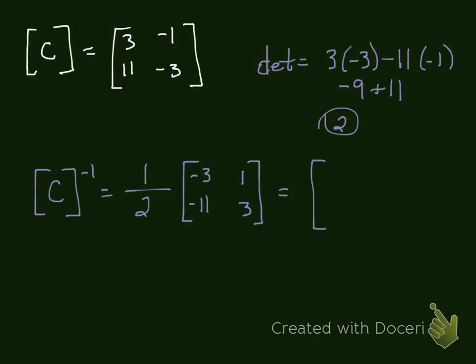I'm going to put this one in decimal just to make you more comfortable. So negative 3 divided by 2 is negative 1.5. 1 divided by 2 is 0.5. Negative 11 divided by 2 is negative 5.5. And 3 divided by 2 is 1.5.